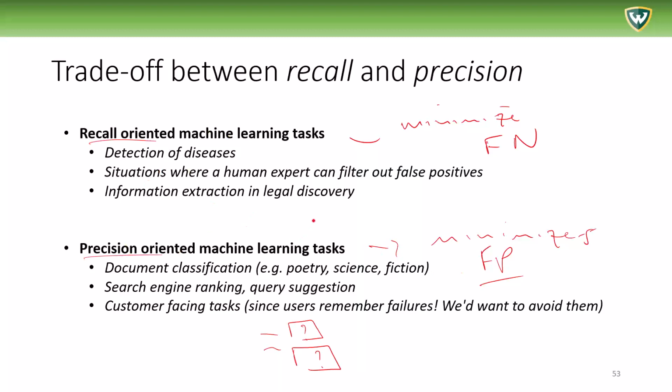And there's usually a trade-off between the two, although we can address that by using the F1 score as well. And those are some of the evaluation metrics for machine learning.